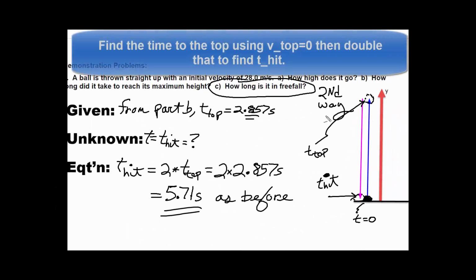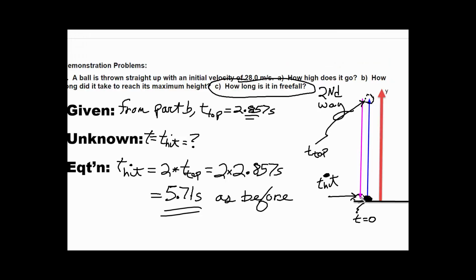The second way to do part C, for how long the ball was in free fall. The time from when it leaves your hand to the top is the same as the time from the top till it comes back and hits your hand at the same height. This is because the force on the ball is the weight force on the way up and on the way down. From part B, we had that the time to the top was 2.857 seconds. Therefore, the time that it hits at the same height is twice the time to the top, or 2 times 2.857 seconds, or 5.71 seconds as before.